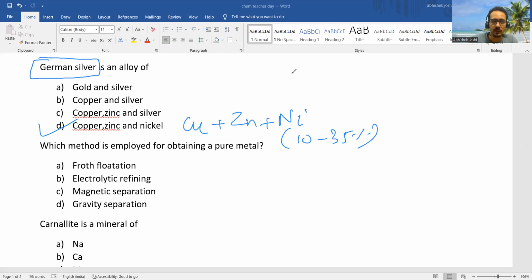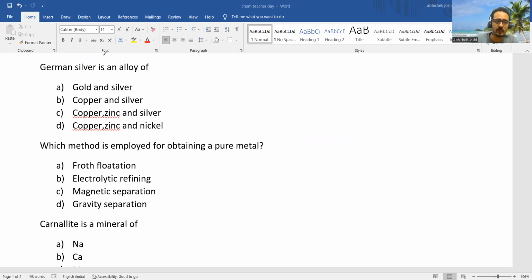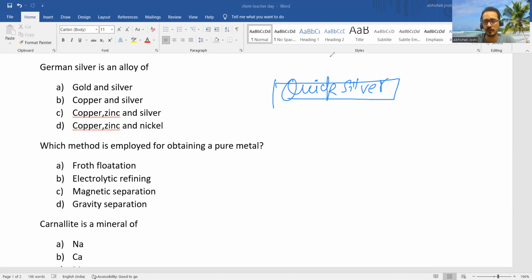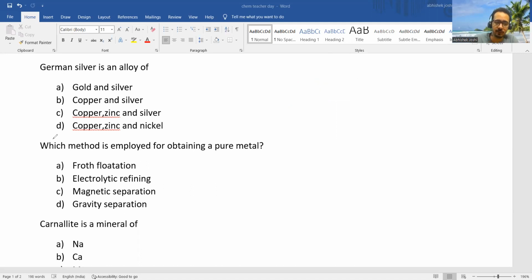Right. Then, again guys, from German silver, I have a question for you. Do you know what quicksilver is? Which compound is known as quicksilver? So try to answer this question. Okay, in the comments we will see for that.